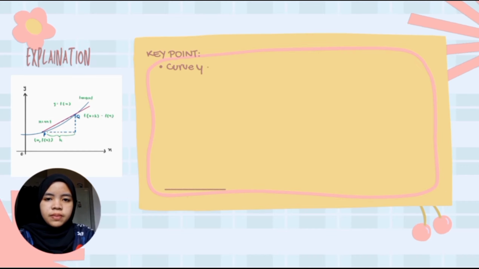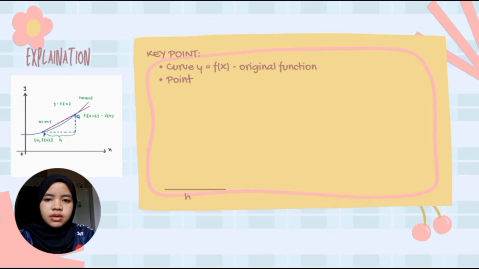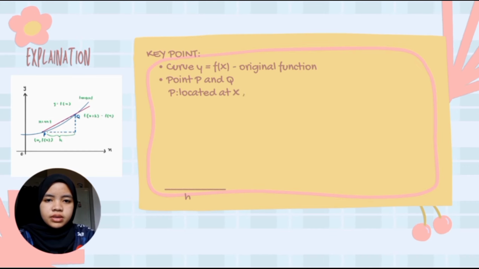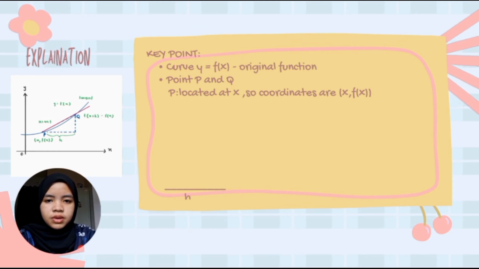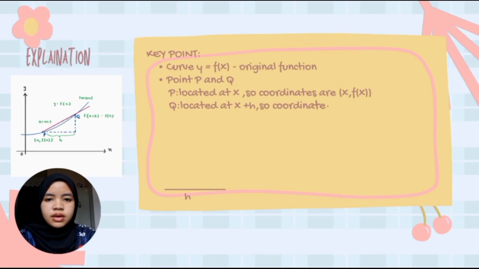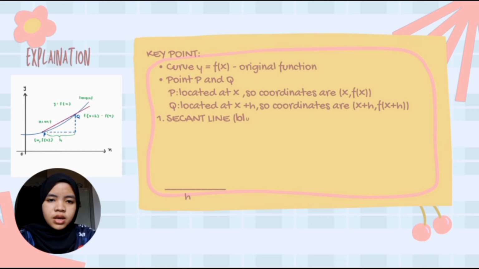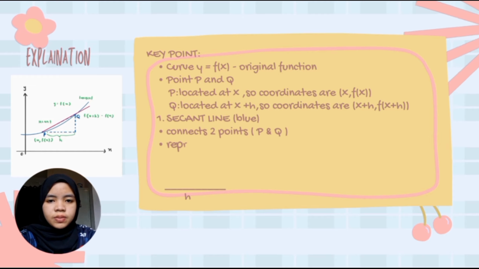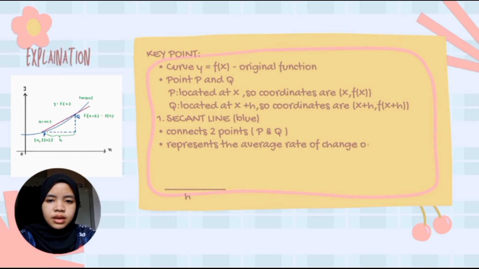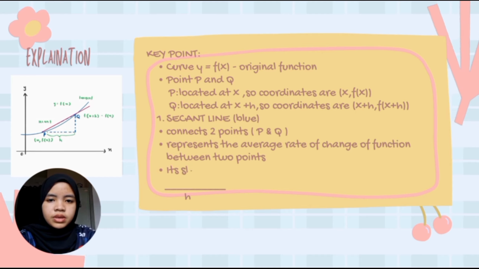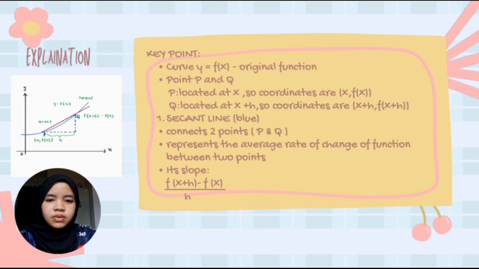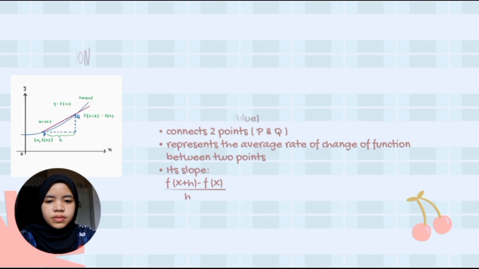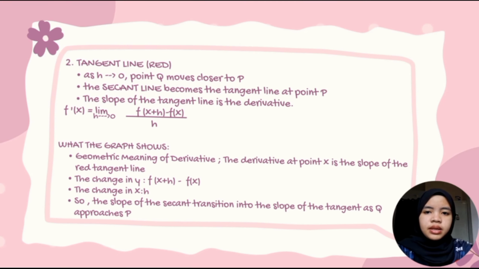Next, I will explain all the key points on this slide that have been stated on the graph. The curve y = f(x) is the original function. Point P is located at x, so its coordinates are (x, f(x)), and Q is located at x + h, so its coordinates are (x + h, f(x + h)). The blue line represents the secant line, which connects the two points P and Q and represents the average rate of change of the function between the two points, and its slope is (f(x + h) - f(x))/h. The second one is the tangent line in red.